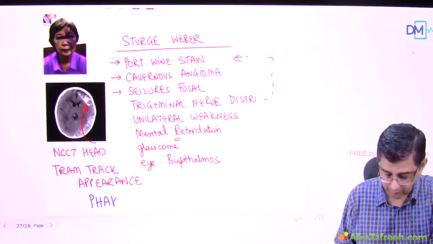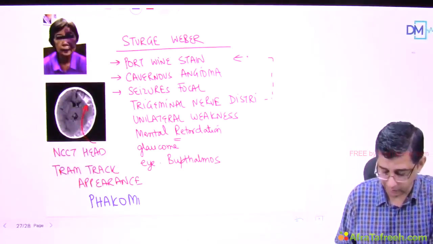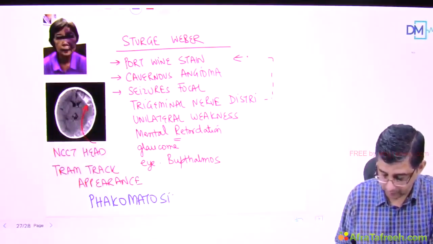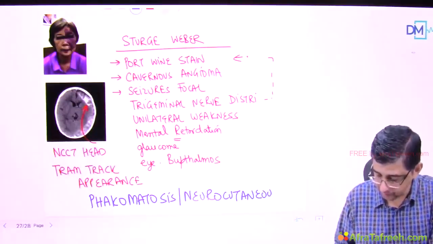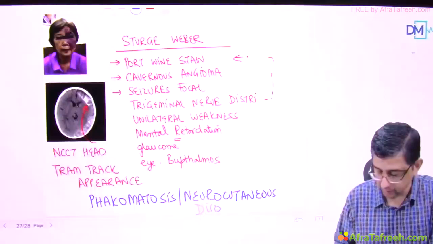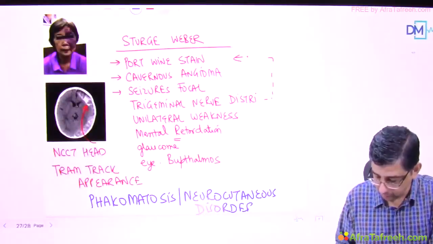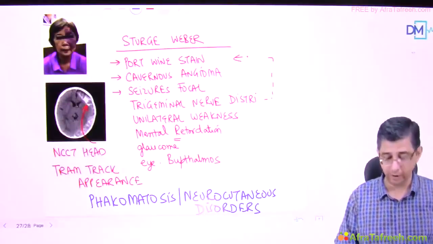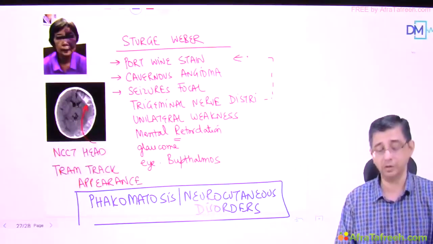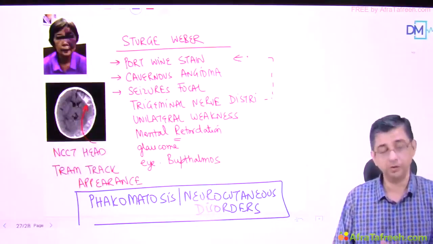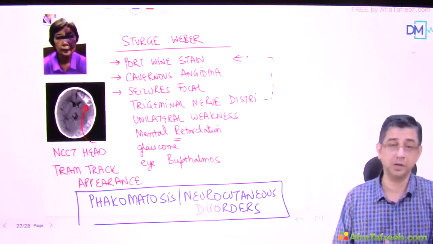The terms used to describe these disorders are phacomatosis or neurocutaneous disorders. I would suggest you read about these even from pediatrics so that you can have a better insight. So when you are done with the topic of epilepsy from this, I would like you to also do the same topic in pediatrics, so that you're done and dusted with these questions. Believe me, these questions are very scoring. The epilepsy component is very straightforward.